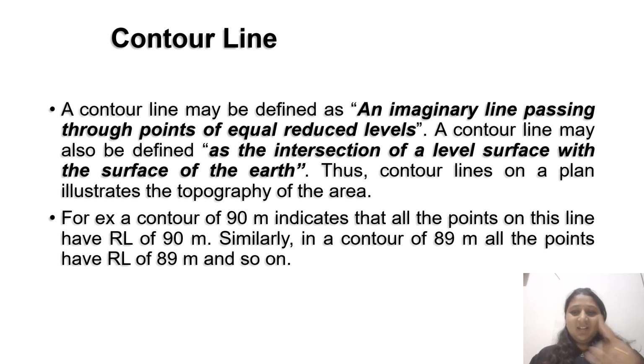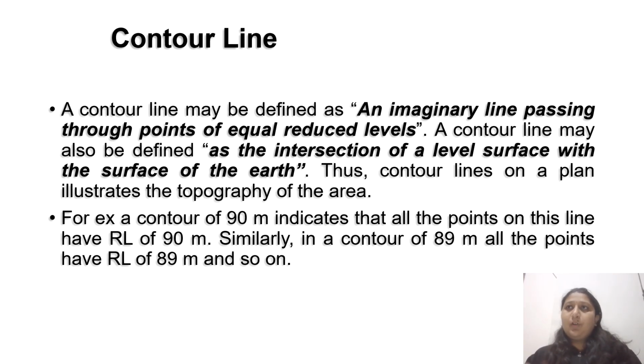Again, I have repeated the definition so that you can revise. Here, I have given you an example of a contour, which indicates that all the points on the line of that particular map have the same height. Where do we draw the contour lines? Suppose you have a plan of a particular area. So how are these drawn?